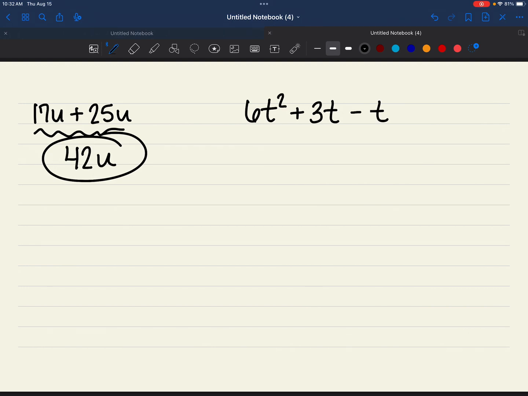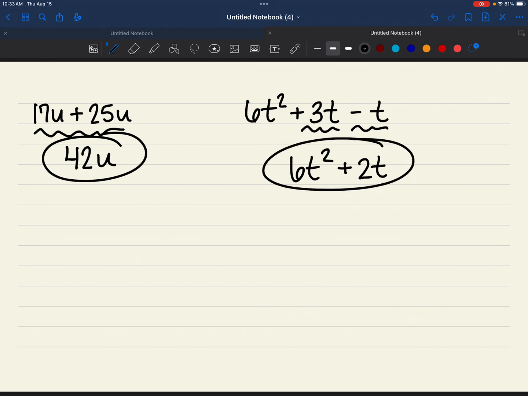All right, our second example we're looking at is 6t squared plus 3t minus t. So somebody raise your hand and tell me, okay, Callan, what are my like terms here? 3t and t. So do I do anything with this 6t squared? No. Just bring it down for my answer. It has an exponent. Okay, and then Callan, what is 3t minus t? 2t. Good. So we get 6t squared plus 2t.